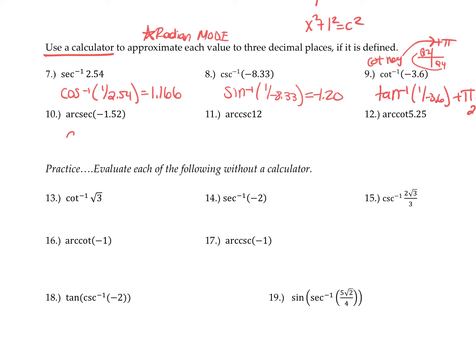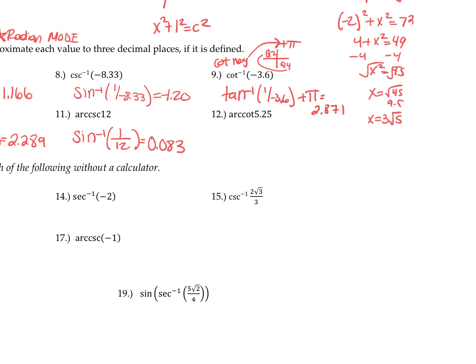Arcsecant is the same as secant inverse, so I'm doing cosine inverse of 1 over negative 1.52. That's going to give me 2.289. Arc cosecant, same as sine inverse. So 1 over 12, which is 0.083. And now this cotangent's positive, so I can just use regular tangent inverse because it'll give me an answer in quadrant 1. Oh, sorry, 1 over that. And so it's going to be 0.188.